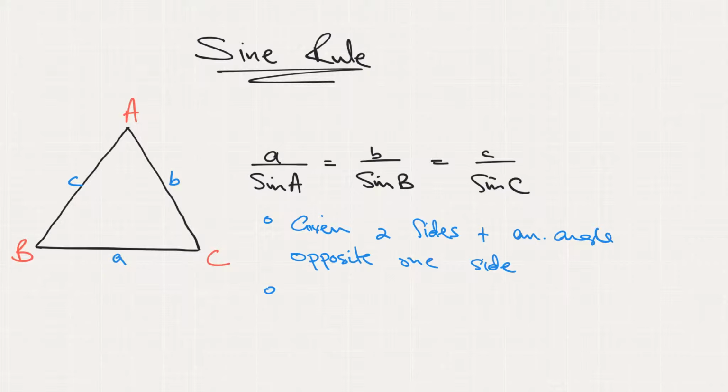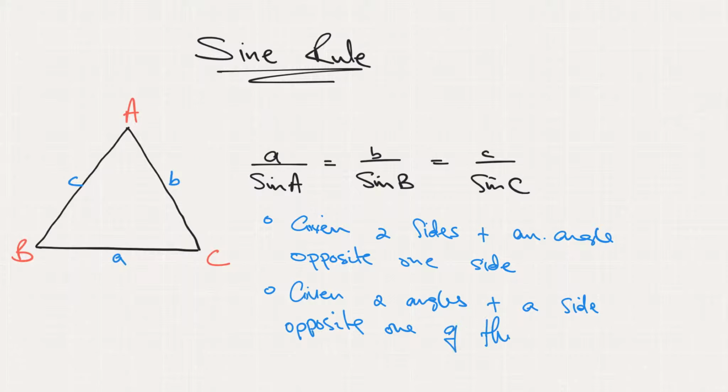You also use the sine rule if you are given two angles and a side opposite one of the angles. So these are some of the conditions in which we will use the sine rule. Another thing to point out is that you'll only ever be using two parts of the sine rule, depending on what you've been given. So let's take this out for a quick road test.